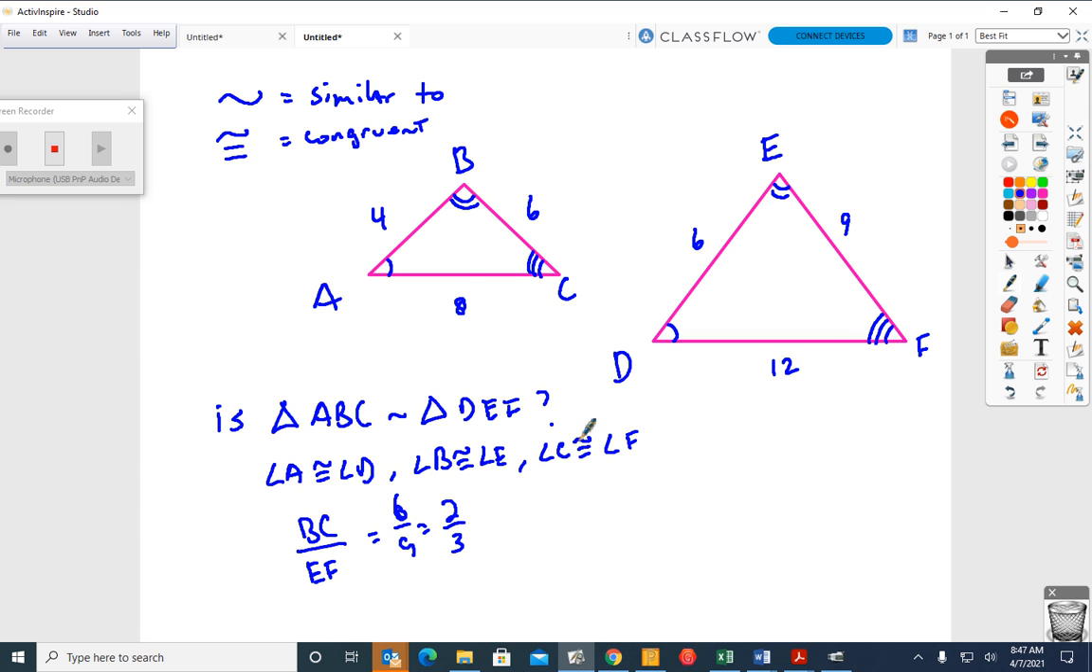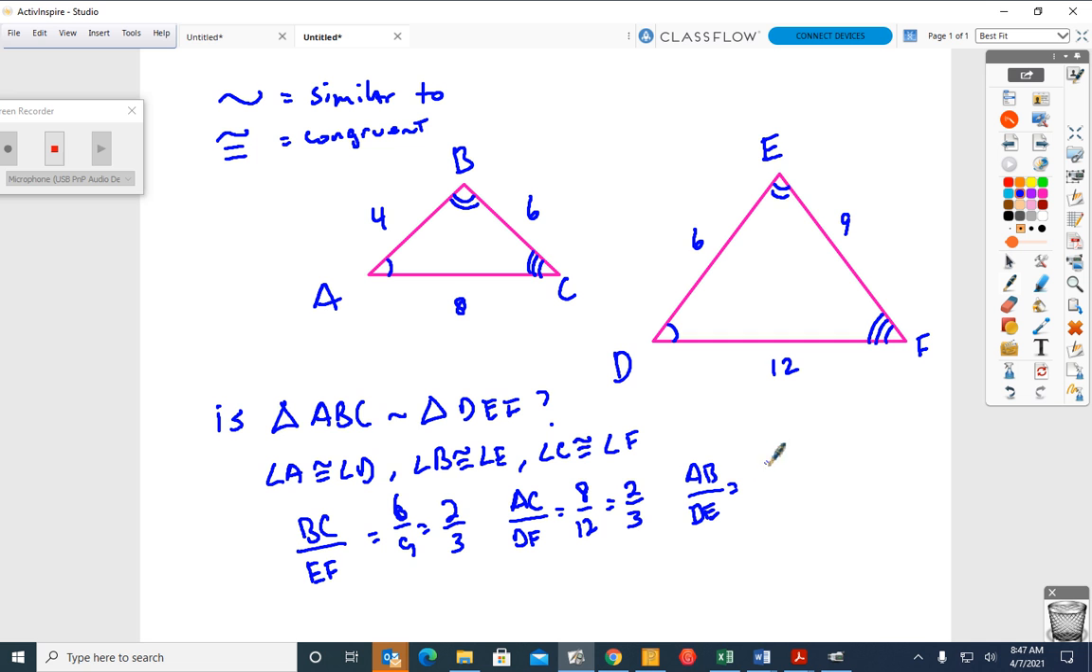Okay, pick another side on this first one. AC. So if I do AC, what is AC proportional to over here? DF. And AC is 8, DF is 12. What does this reduce to? 2/3. Okay, and the only side we haven't chosen is AB. What is it similar to over here, the same as? DE, right?